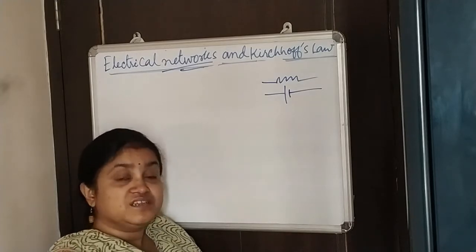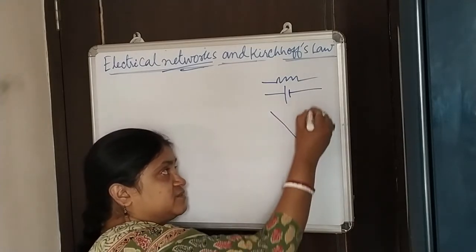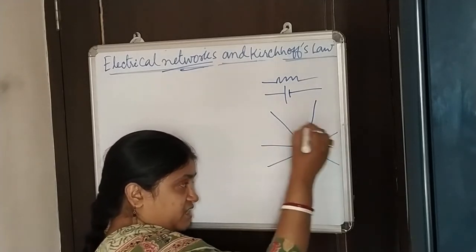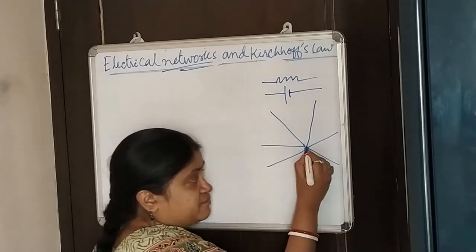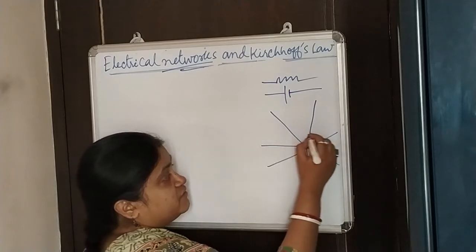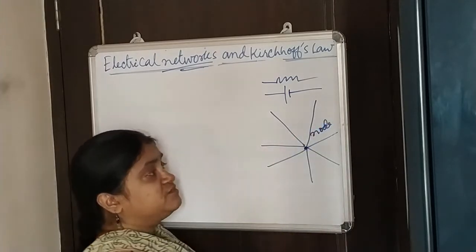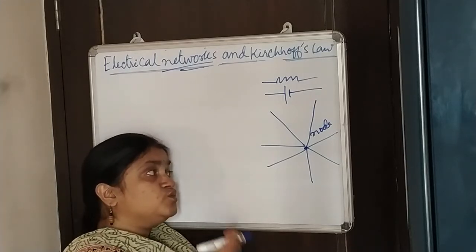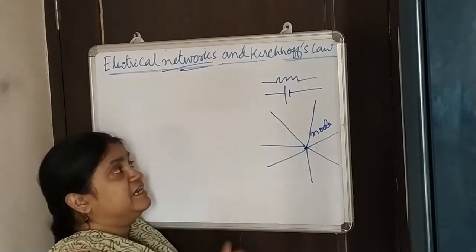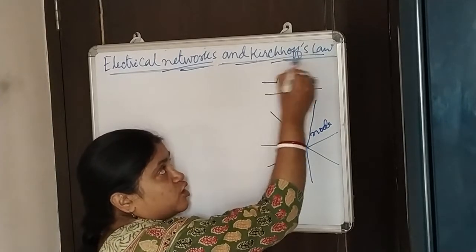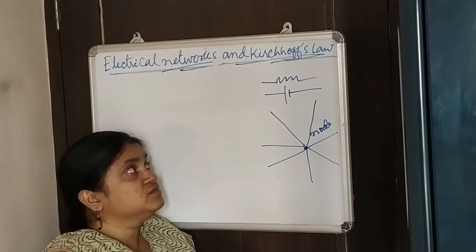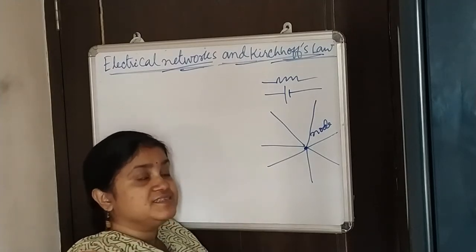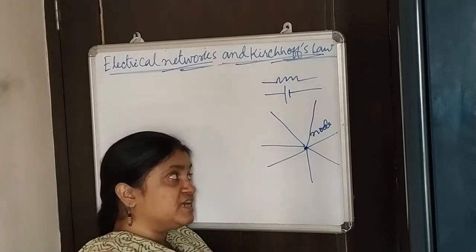And in an electrical network, if many currents come to a point, either they enter or they leave, and if they meet at a particular point, then this point we call a node. Many such nodes can be formed when we come across electrical circuits. Now to analyze such complicated networks, we have something called Kirchhoff's law, and today we will learn about Kirchhoff's law, and we will see how it helps us to analyze electric circuits.